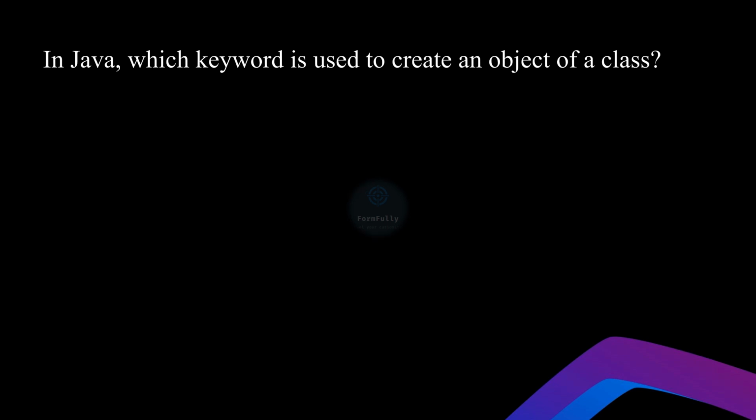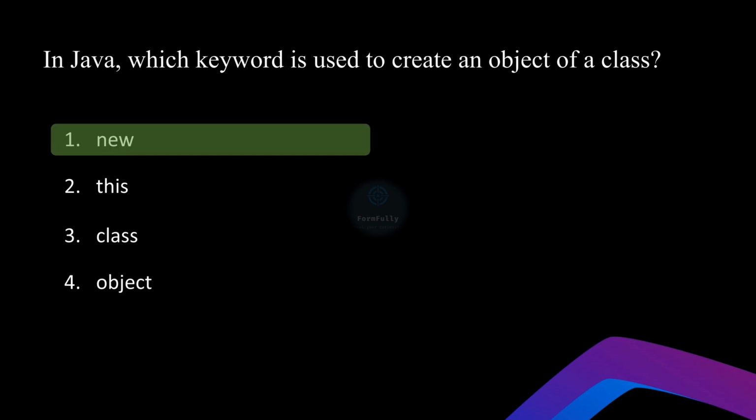Moving to the next question. In Java, which keyword is used to create an object of a class? New, this, class, object. In Java, the new keyword is used to create an object of a class. It dynamically allocates memory for the object and initializes it.